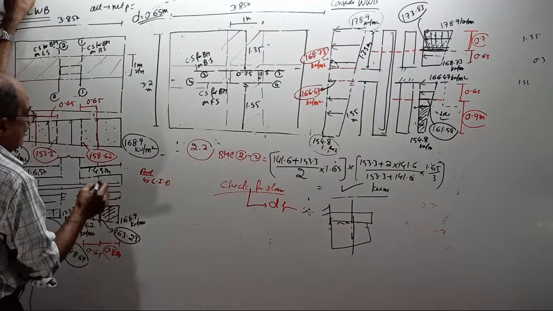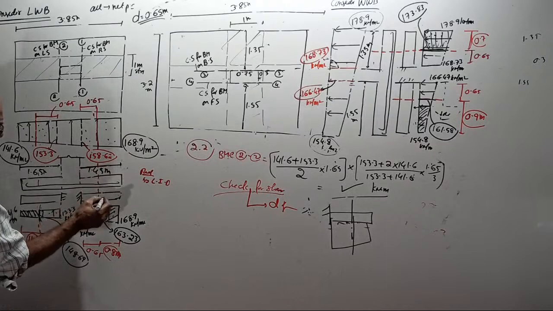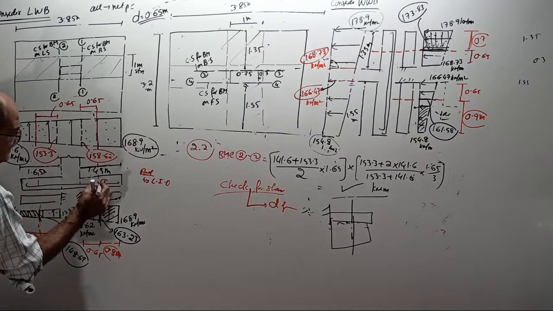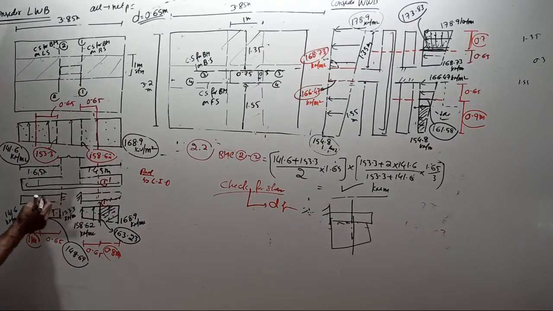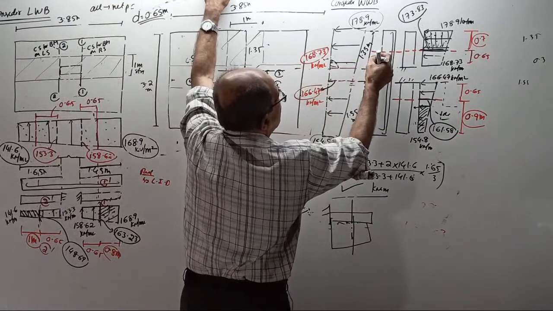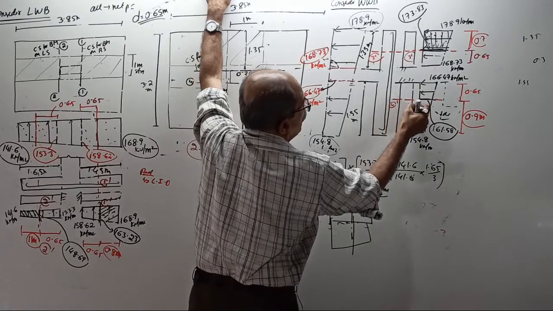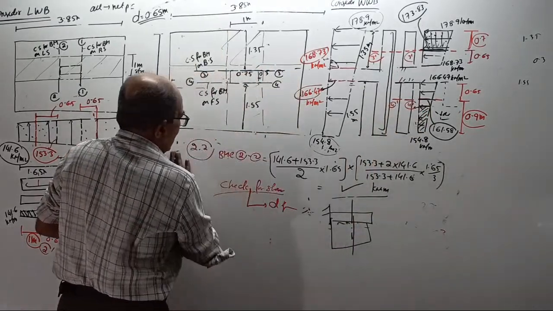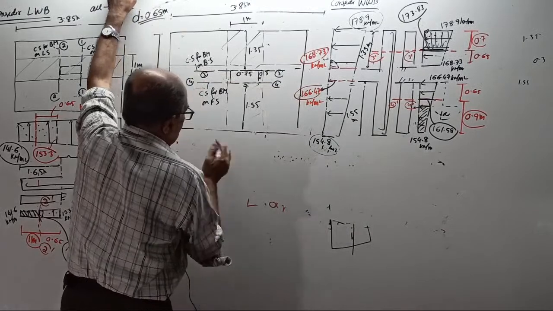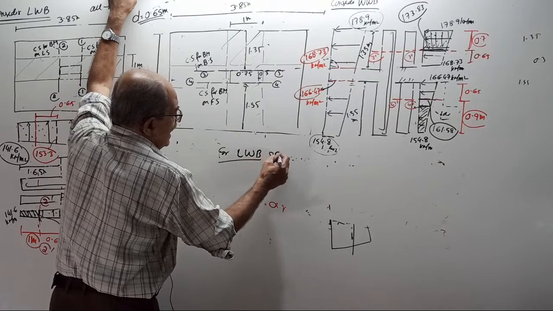So I will write one thing now. I will call this critical section 1-1. This critical section I will call 2-2. This critical section I will call 3-3. This I will call 4-4. Therefore, I will take only one of them for your lengthwise shear force calculation.